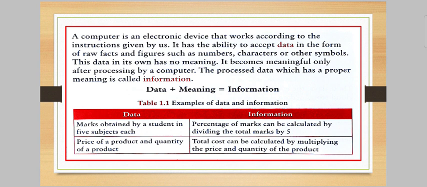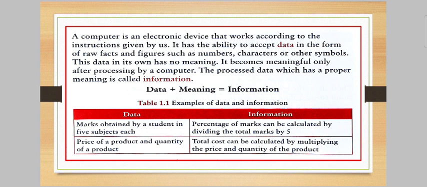Data on its own has no meaning. It becomes meaningful only after processing by the computer. After processing, the data becomes meaningful. The processed data which has a proper meaning is called information. That means when the data gets meaningful, then it is called information.